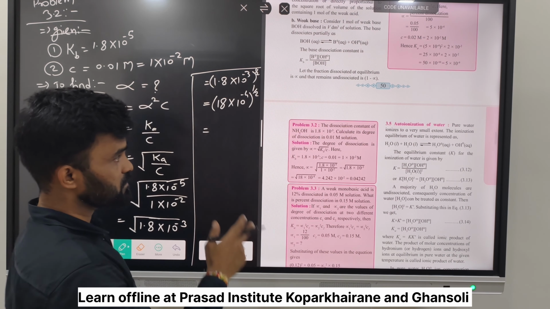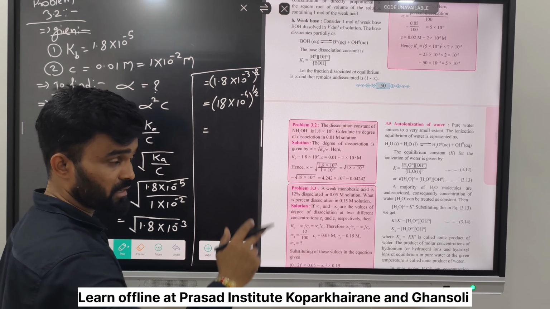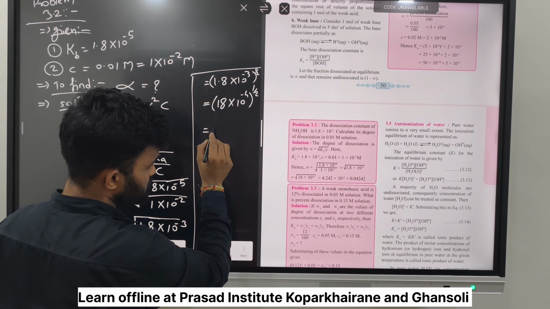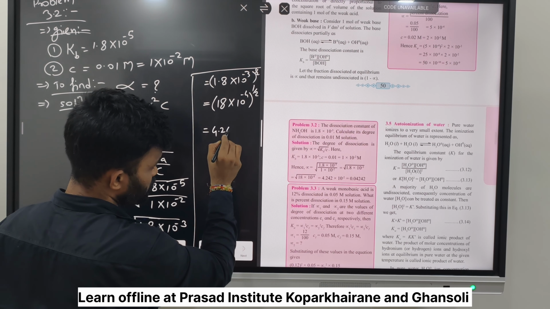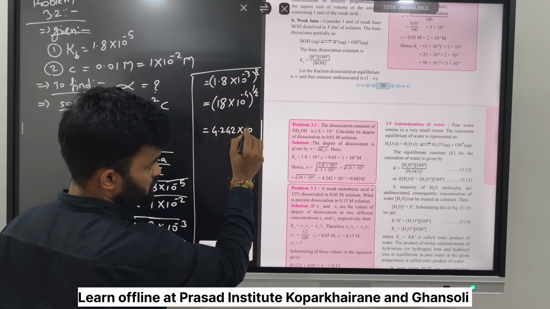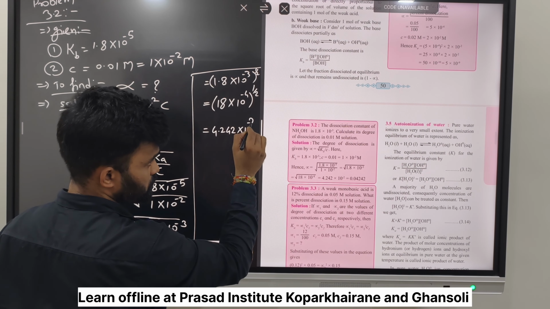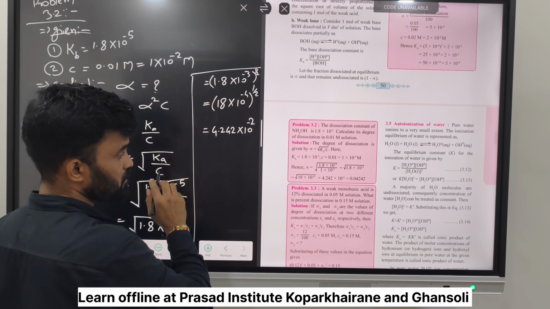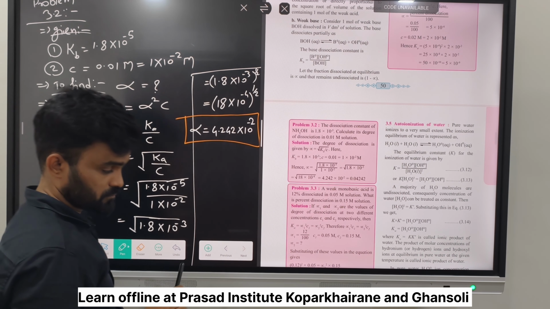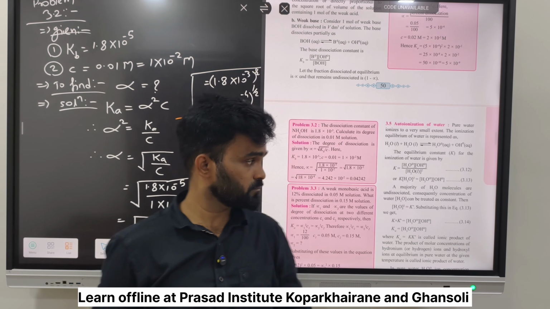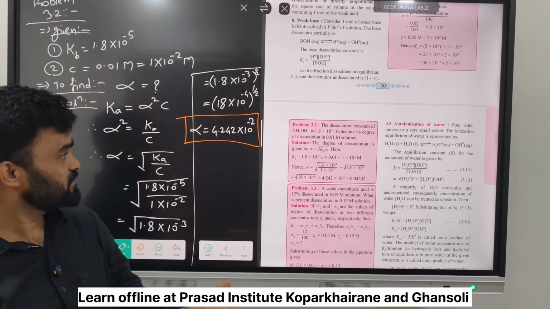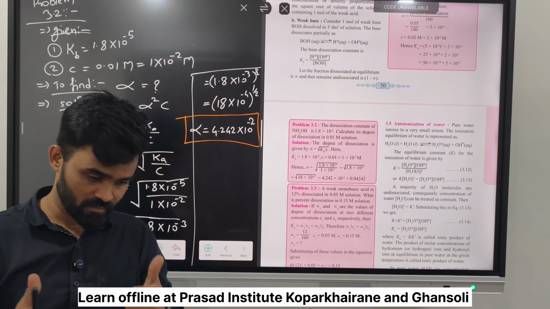Okay, meanwhile, if you check the log table, we have a square roots column. If we check in that, the square root of 18 comes out to be 4.242 into 10 to the power minus 4 divided by 2. So the answer is 10 to the power minus 2. Understood? That is our final answer for alpha. Okay, you can verify it here. Good. Simple.